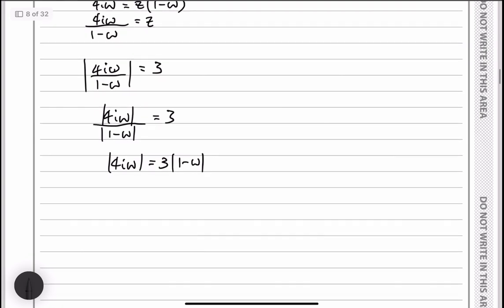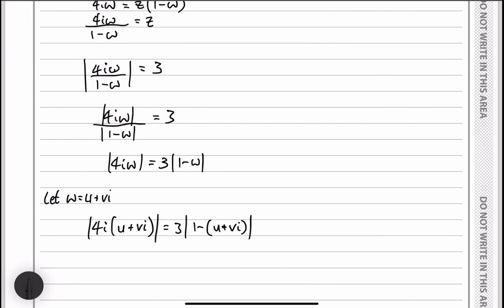And now I want to get rid of the modulus signs, so I want to square everything. But before I do that, I want to know what is the real part and what is the imaginary part. So I need to allow that w has both of those inside and change that into u plus vi. So we've got 4i times (u plus vi) is equal to 3(1 minus (u plus vi)).